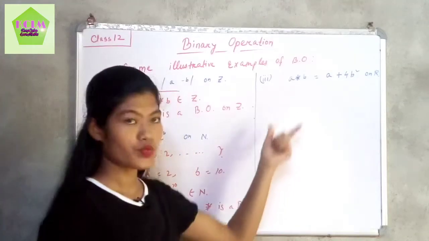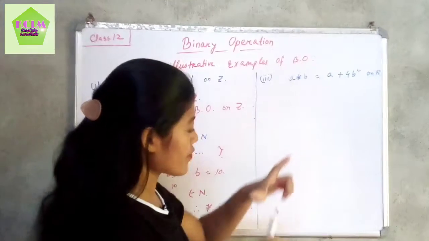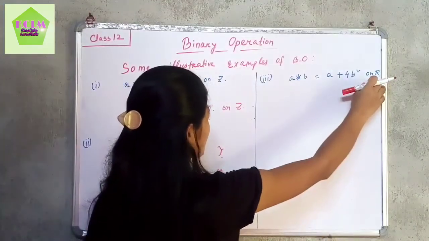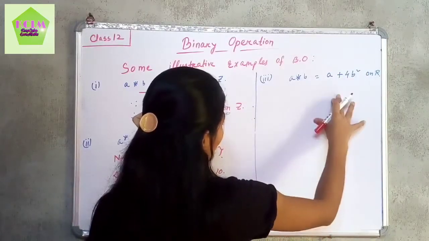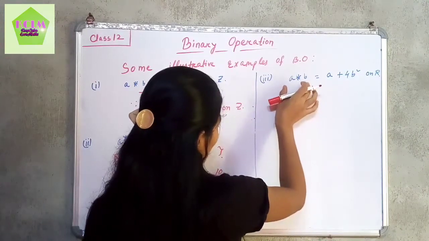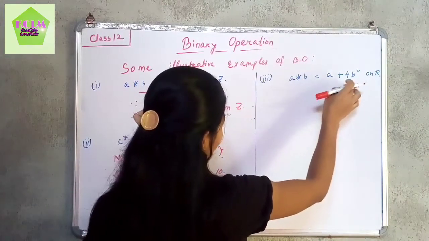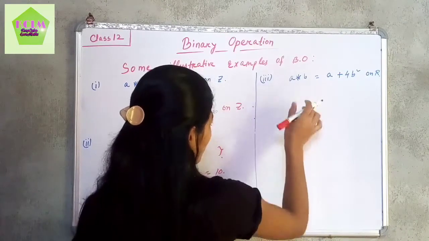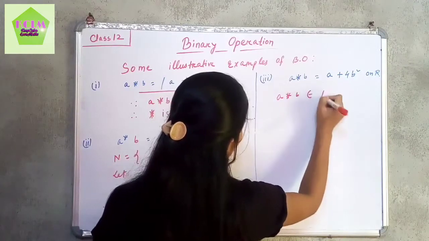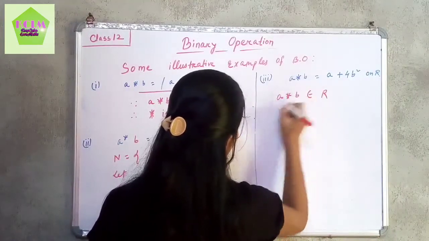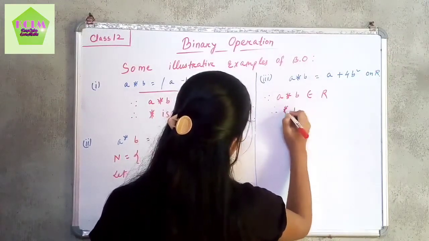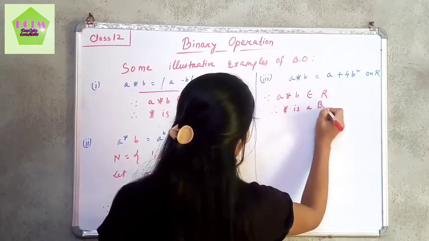Now the last one, number 3. A star b is defined as a plus 4 into b square on the set of real numbers. Everybody knows what the set of real numbers is. Now, it is defined for two elements as a plus 4 into b square. Again, obviously a star b belongs to R. It is very obvious. Since this belongs to R, therefore star is a binary operation on R.